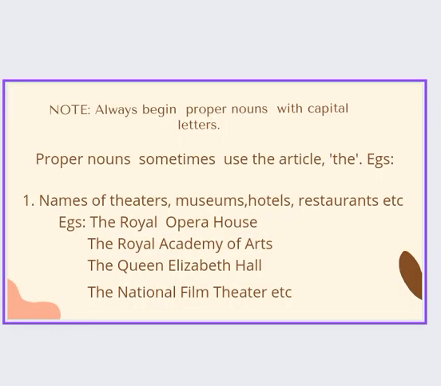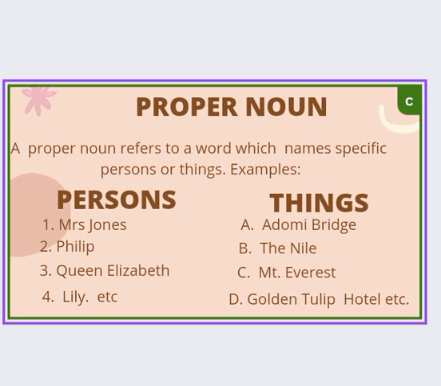Then you should also know that proper nouns must always begin with capital letters. You could see that when I was writing the examples of persons and things, I was writing each of the words with capital letters. That is how proper nouns go. Anytime you are writing a proper noun, you must always begin the word with a capital letter. In Mrs. Jones, I began with a capital M, and then Jones with a capital J, meaning they are proper. So when you are reading, and you come across any word that begins with a capital letter, you can say that word is a proper noun.